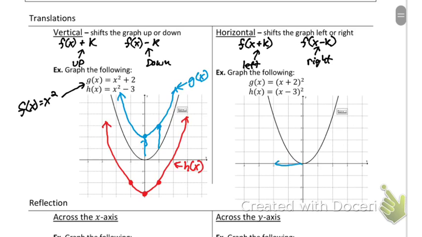So we'd go left 2 for that point. We'd go left 2 for this point. We go left 2 for that point, and that's probably all we needed to do. So that is our left 2, and that becomes our g of x.